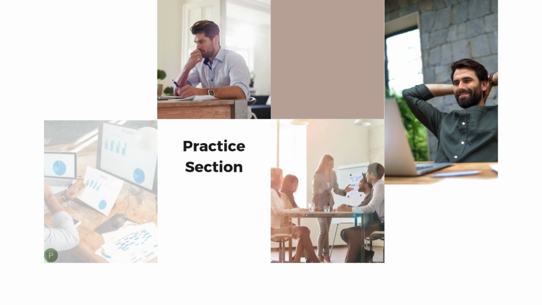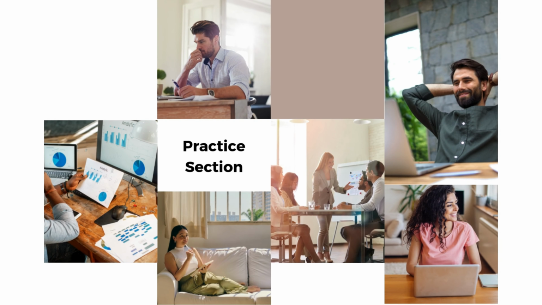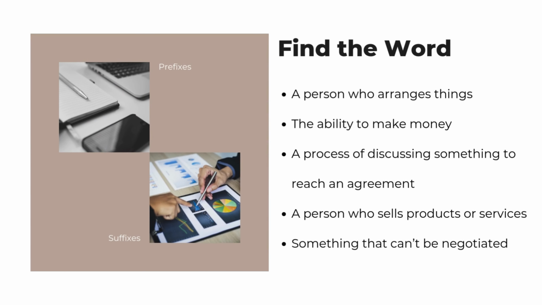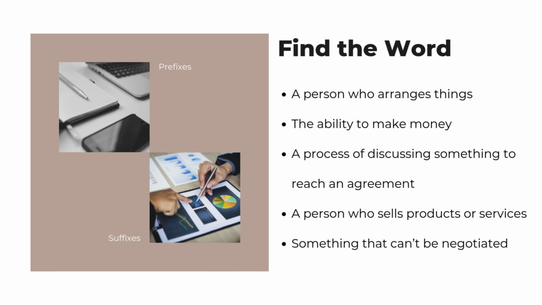Now, why don't we take a few minutes to practice some of these words? Why don't we look at this example where we have to find some words? How would we call a person who arranges things, who organizes things? He's an organizer, good. What about the ability to make money? Profitability, yes. A process of discussing something to reach an agreement. This is a base word. Do you remember which base word it is?